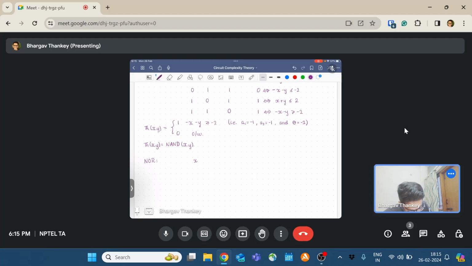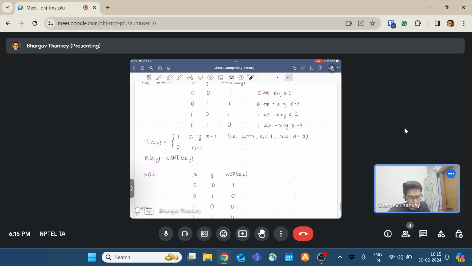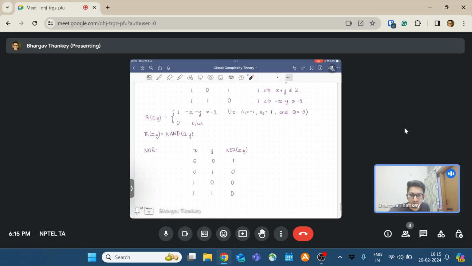So again, let me write the truth table. Okay, so NOR is the negation of OR, so it would be 1 only when OR is 0, right? And OR is 0 in only this case. So this is 1, everything else is 0. Can you come up with something like this from the truth table? You have only seen it once, so maybe you can try it.